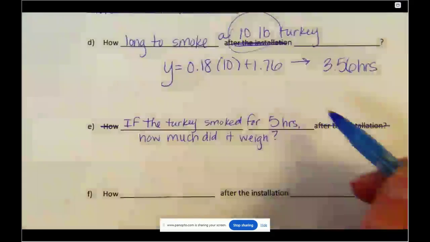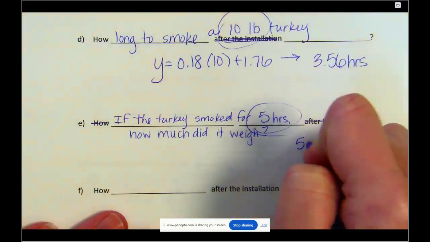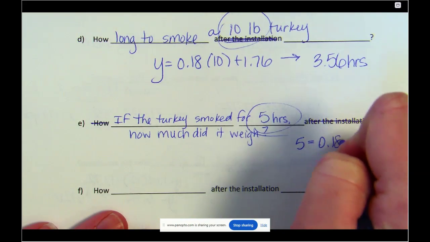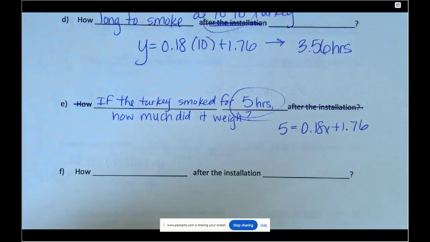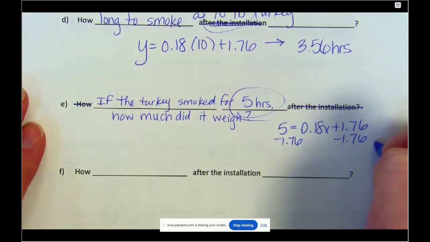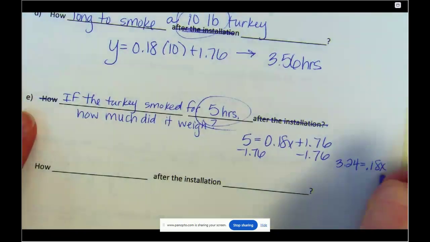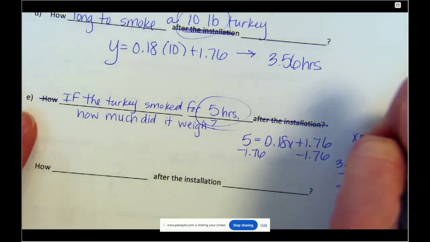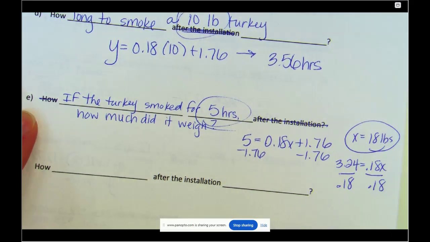Okay, 5 hours. Is that X or is it Y? It is Y, very good. So 0.18X plus 1.76. What is our first step to solve? Subtract 1.76. That I believe is 3.24 equals 0.18X. Now what? Divide by 0.18. Yep. So X is equal to? 18 pounds. Yep, 18 pounds. That's a good sized turkey.